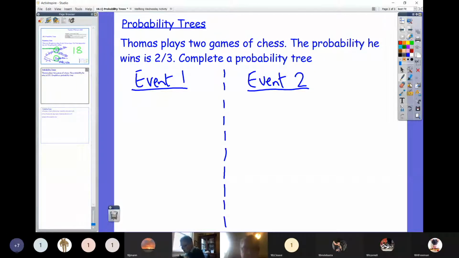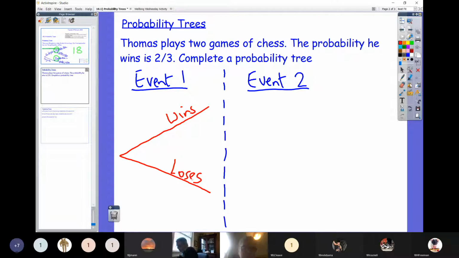So let's go and think about Thomas's first game of chess. There's only 2 things that can happen. He wins or he loses. All right, we're not being given an option of a draw. So wins and loses. This is all relating to that first game of chess. Now the question tells us the probability that he wins is 2/3.